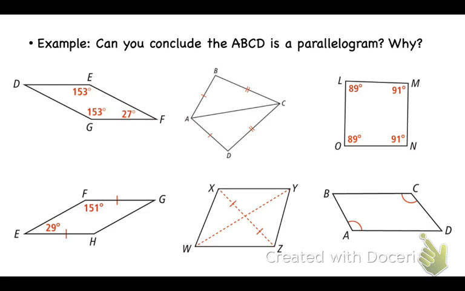So, can you conclude, and I don't know why it says ABC, it should just say, can you conclude that these are parallelograms and why? So, looking at DEFG, can we conclude, and you have to have at least two things to let you know that this is a parallelogram. Well, first thing I notice is what is 153 plus 27? 180. And 153 plus 27 is? 180. So is it a parallelogram? Yes. So parallelogram.